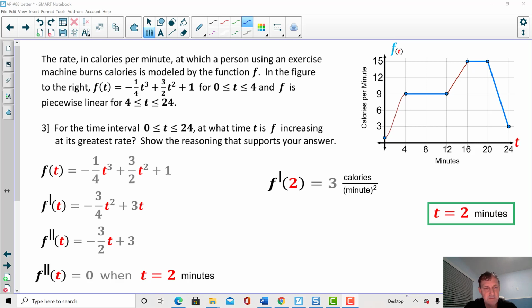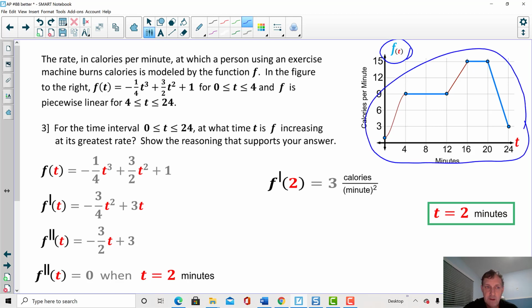All right, here's our last example. We have a function over here that they're calling f of t, and f of t is this entire function over here. Now, in the description, it does say that f of t is equal to this cubic function, but that's just on the interval from 0 to 4. So this f function that they're describing right here is just from 0 to 4. So that's this part of the graph right here.